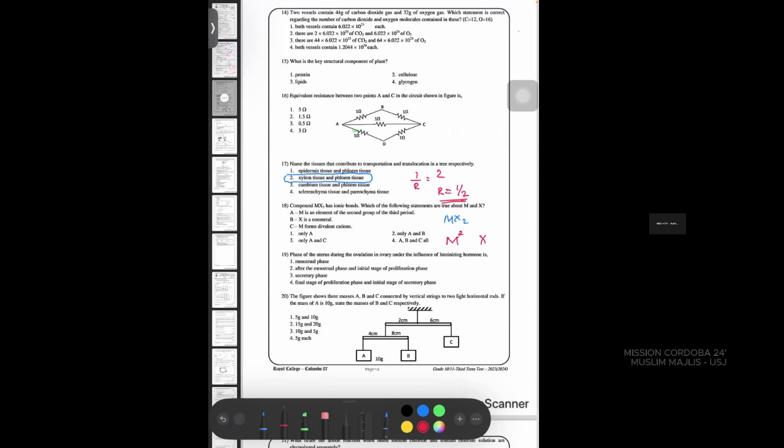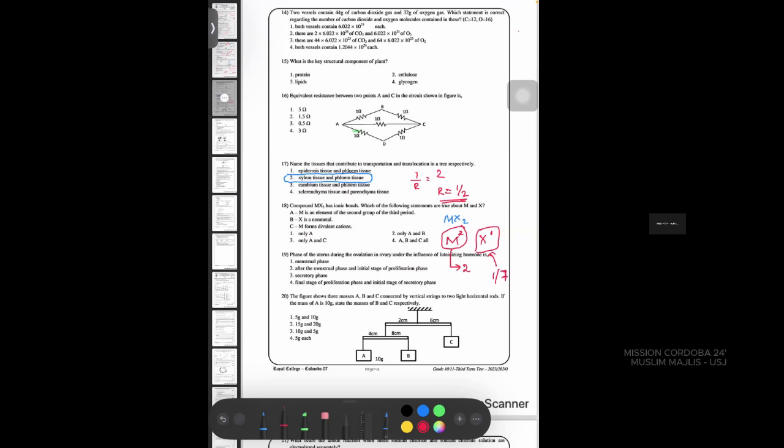Okay. Now, if the valency of M is 2, what is the group number? 2. If the valency of X is 1, what is the group of X? There can be two answers for it. 1 or 7. Okay. Very good.